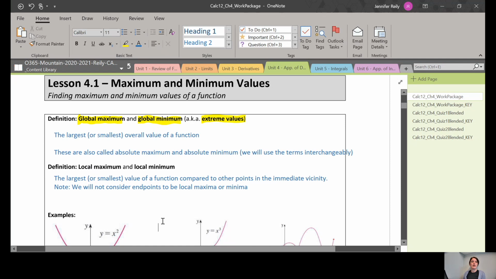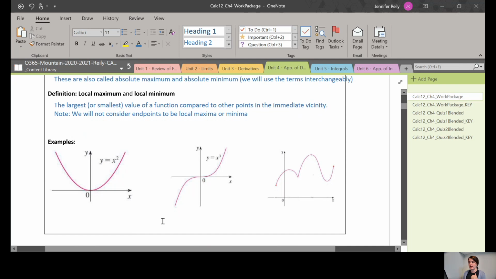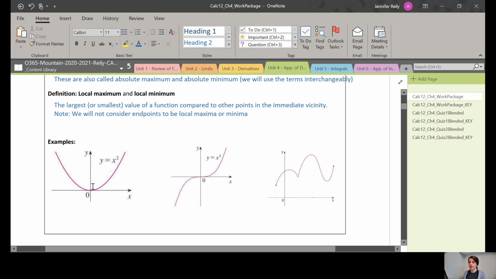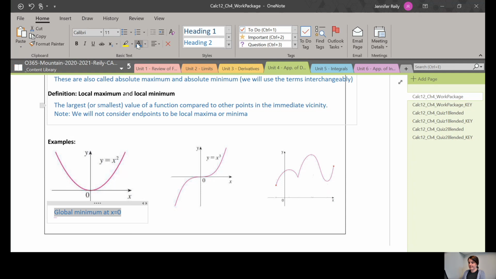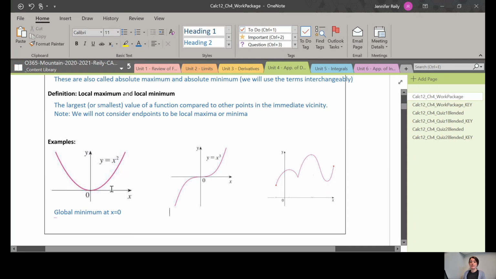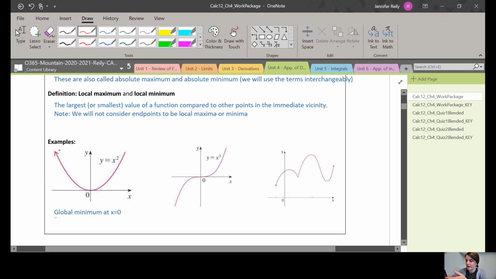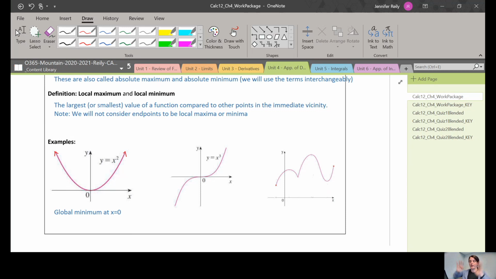Okay, let's look at some examples of what local and global minimums and maximums look like. The first example here is a parabola. It has one global minimum. The lowest point on the graph occurs at x equals 0. There is no global maximum or even local maximum for this graph. It doesn't have arrows here, but these go on forever. This graph increases without bound to positive infinity, so there's no maximum it ever reaches. It just keeps growing and growing.